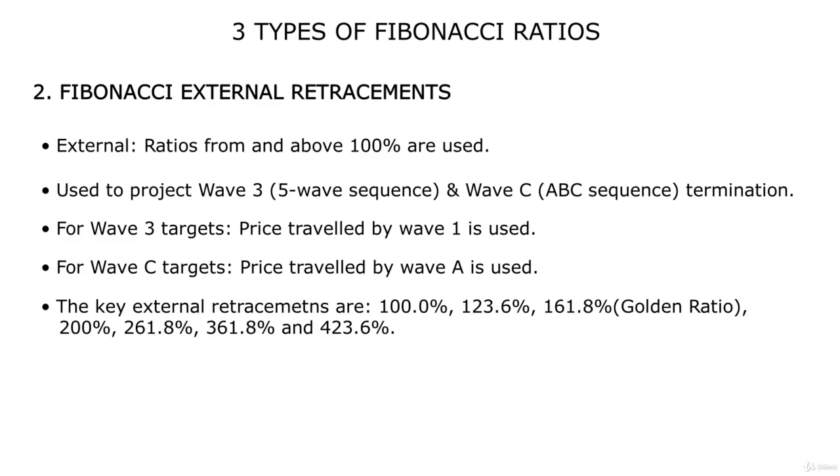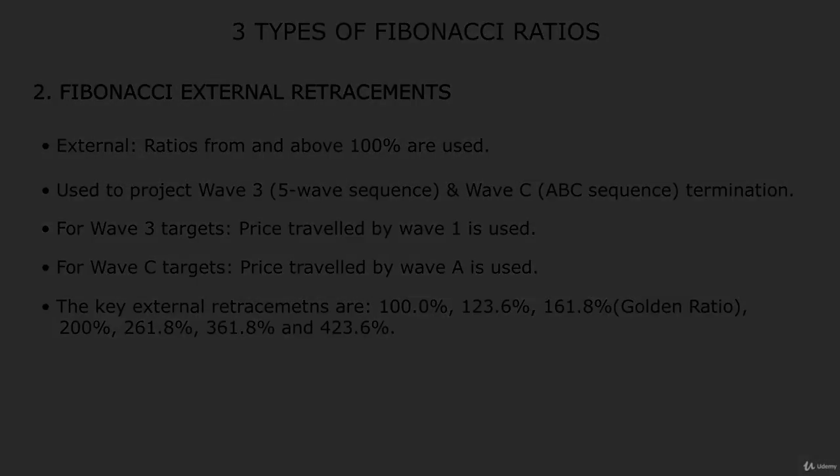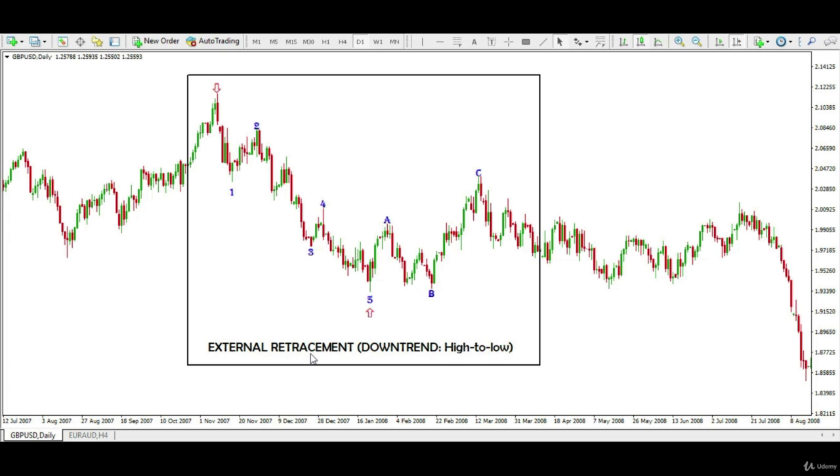Let's study the external retracements using the same examples. Once again, we are looking at pound dollar in a downtrend on a daily time frame, as we know that external retracements are used to project wave 3 termination in a 5 wave sequence and wave C termination in an ABC sequence. External retracements also use the prior high to low. However, we start from the termination point instead of starting point, as you see here.